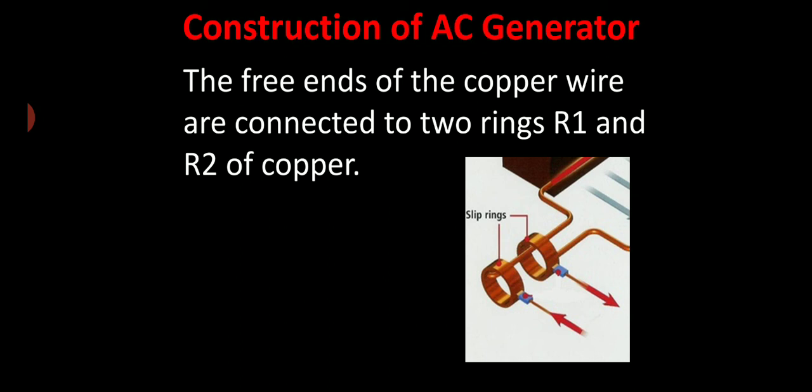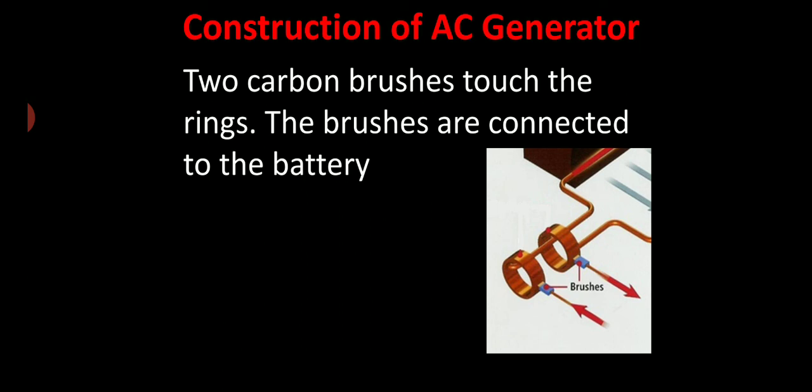Then the free ends of the copper wire are connected to two copper rings R1 and R2. Here, instead of split rings, slip rings are used. In a motor, split rings are used. Here slip rings are used. And then two carbon brushes touch the rings. The brushes are then connected to the external circuit.